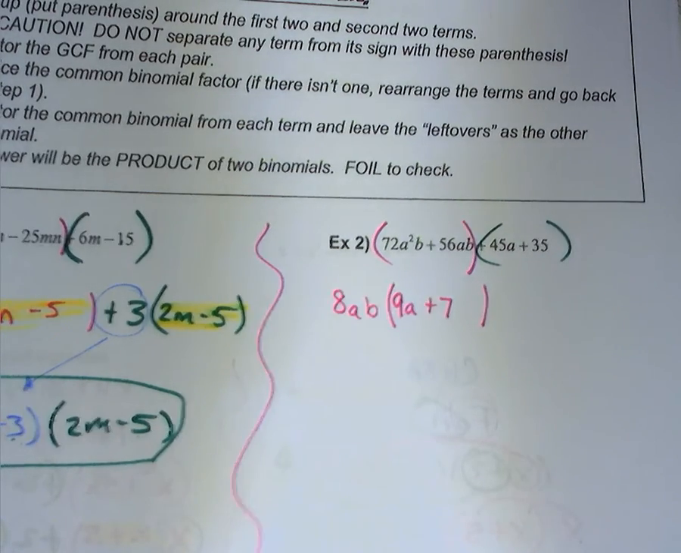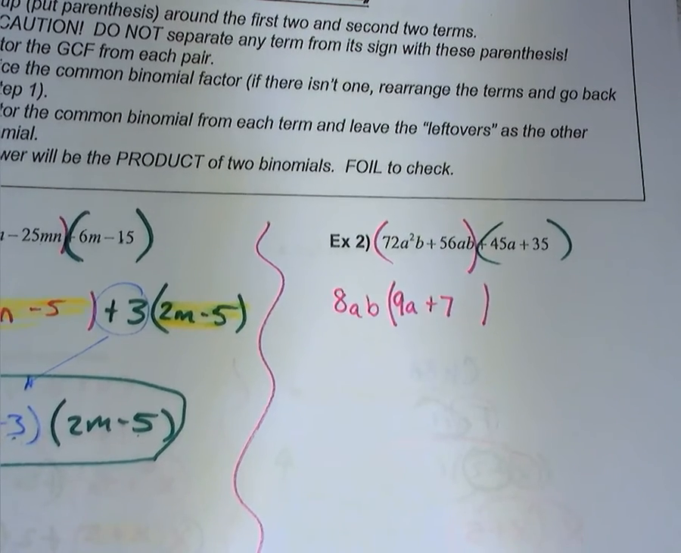I got 45A plus 35. What do they have in common? What can I divide out? Cool.